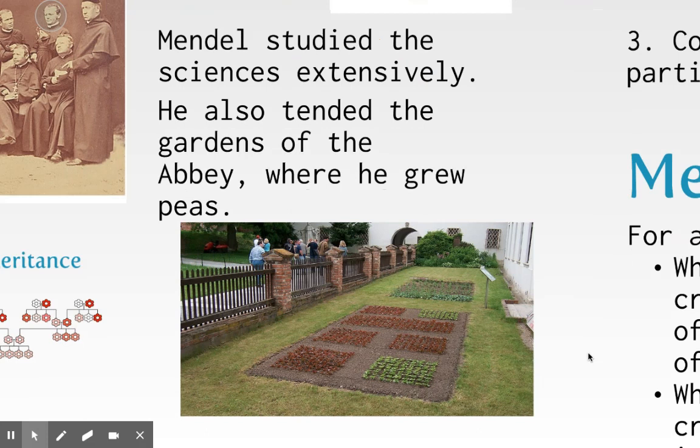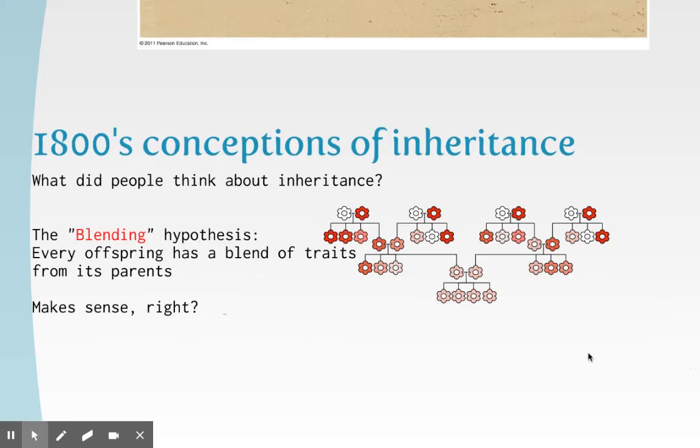And you can actually go to the abbey where he lived, and you can actually see some strains of pea plants that he actually worked with. Like, obviously, it's not the original pea plants, it'll be descendants of them, but that's really cool. And so, what Mendel was kind of studying was these concepts of inheritance.